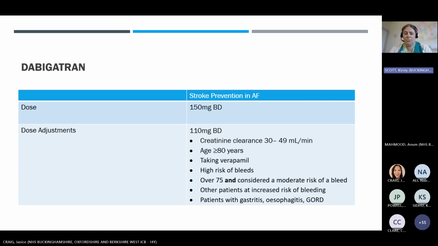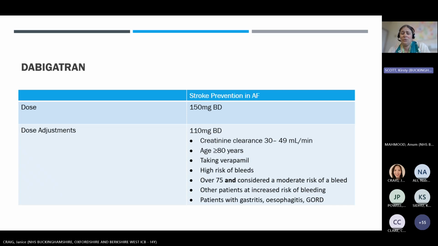What you do need to remember is that with dabigatran, it is contraindicated if the creatinine clearance drops below 30. So all of the others you can use. Apixaban's the preference, but the other two you can use with caution. But dabigatran is a definite no, and that's because it's 80% renally cleared.